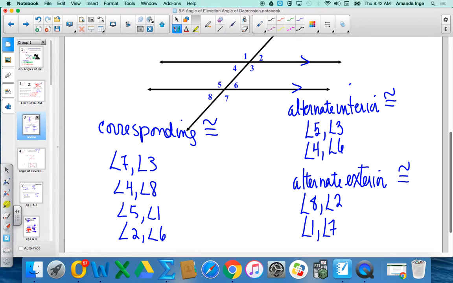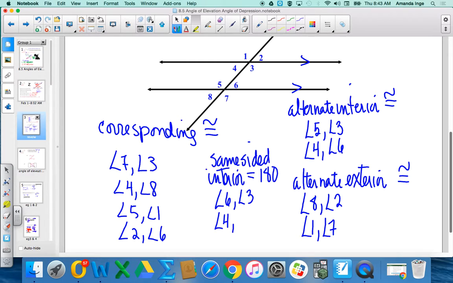All right, good. Lastly we have same-sided interior. What do we know about same-sided interior? They're supplementary, they equal 180 degrees. So a pair of same-sided interior angles: 6 and 3. 4 and 5. All right, good. Anybody have a question about that? Everybody remembers all that? Okay, good.